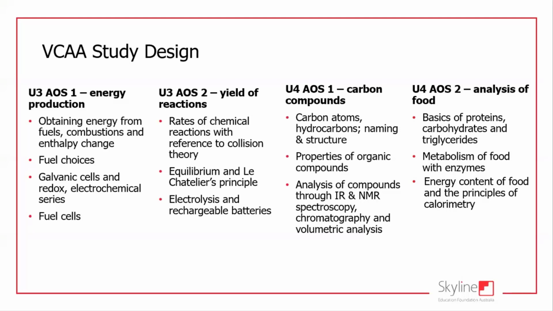So organic compounds and their properties all the way from, say, our alkanes and alkenes to our esters and our carboxylic acids, as well as our analysis through IR, so infrared, and nuclear magnetic resonance spectroscopy, chromatography, and volumetric analysis. And area of study 2 is analysis of food. So we're looking at the chemistry of basics of proteins, carbs, and fats, metabolism of food, and then the energy content of food and the principles of how we measure that.